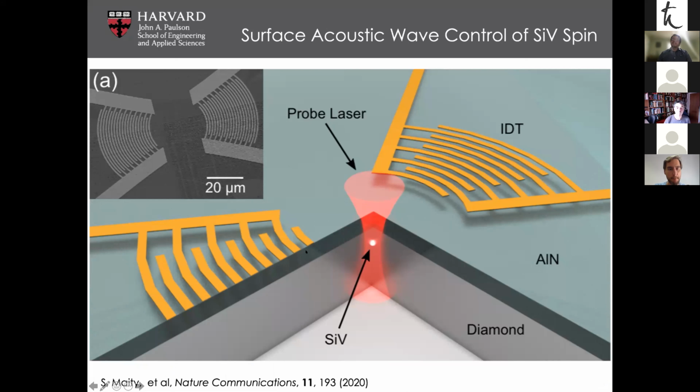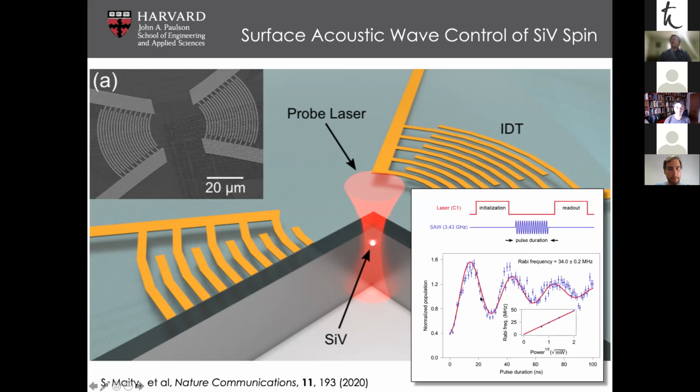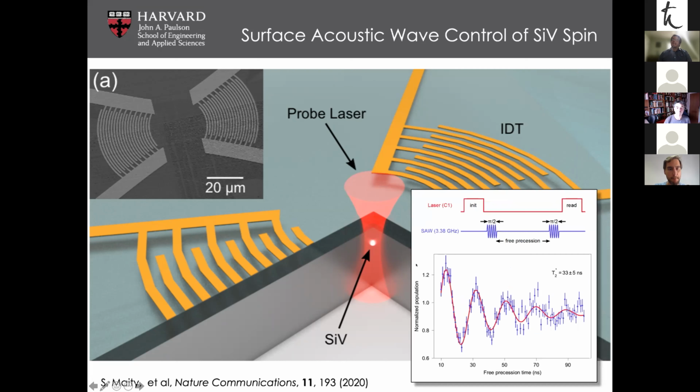So basically, the system has aluminum nitride on top of diamond, and we have these interdigitated transducers to which we apply a microwave field and they generate acoustic waves. And with this, we were able to demonstrate spin control. This is a Rabi sequence, and this is a Ramsey experiment. And what's really nice, and we actually now have these, this is just a really fresh result from the lab from the last few weeks.